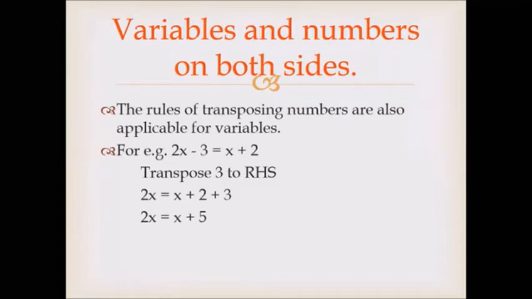Okay. Now we have to find out the value of the variable x. Here is 2x, here is x. How can we find it now? We are transposing x to the left hand side. We have to write down the step that we are transposing x. If x is positive on the right, when we move it to the other side, it becomes negative, right? So x is equal to 5 is your answer. When variables and numbers are on both sides, this example shows that the rules of transposing numbers are also applicable for the variables, right?